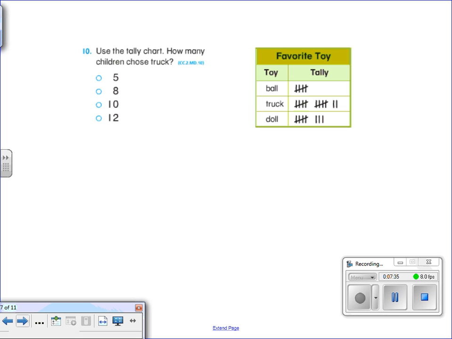Use the tally chart. How many children chose truck? So we're looking at favorite toys. 3 choices here of toys. How many chose truck? Chris? 12. Okay, we have 2 groups of 5, 5, 10. 2 more is 12.